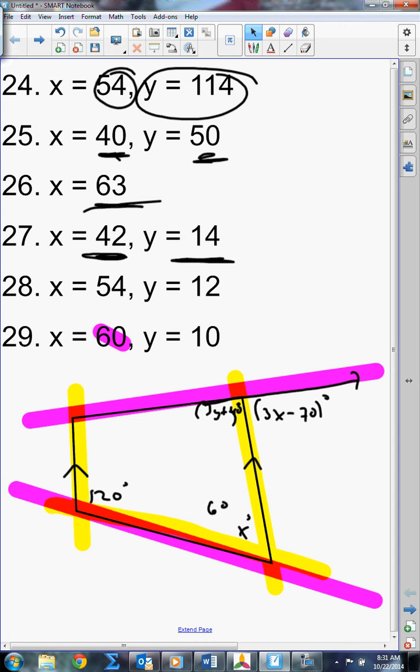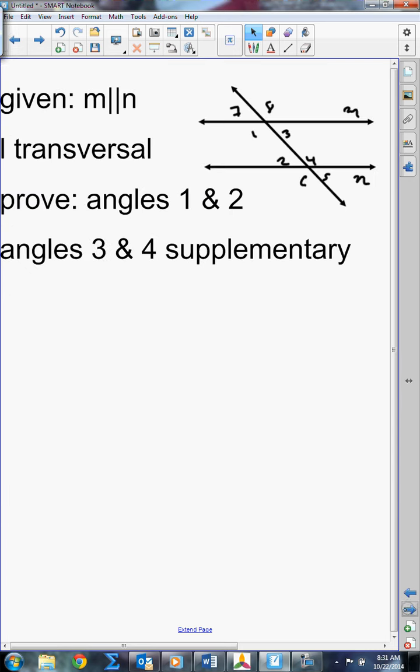And 28 works the same way, so I won't go back and do it in the interest of time. And then you can pause and rewind if you have any questions. Next, you're given the m. 1 second.